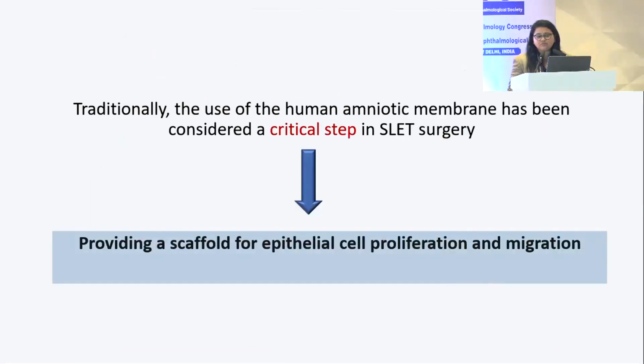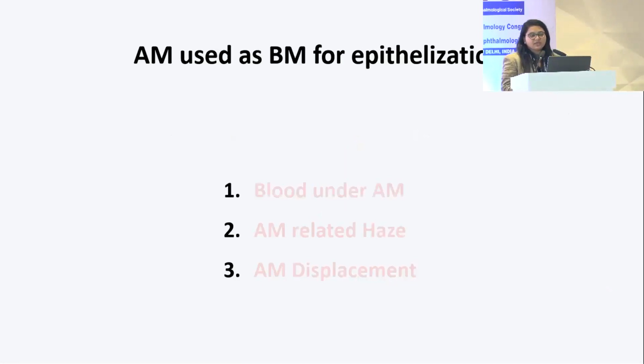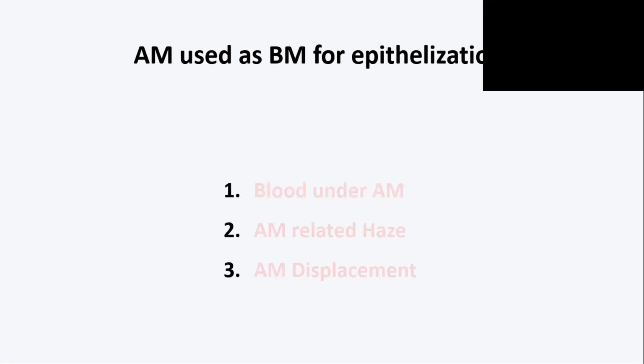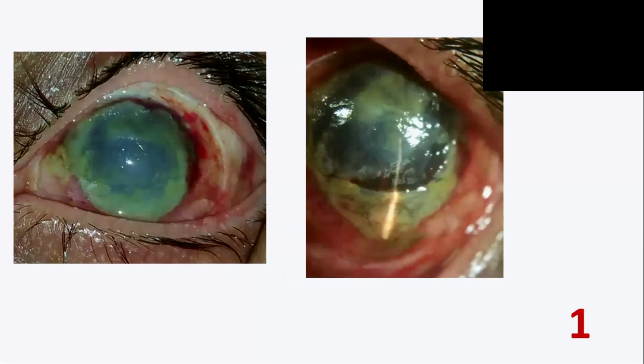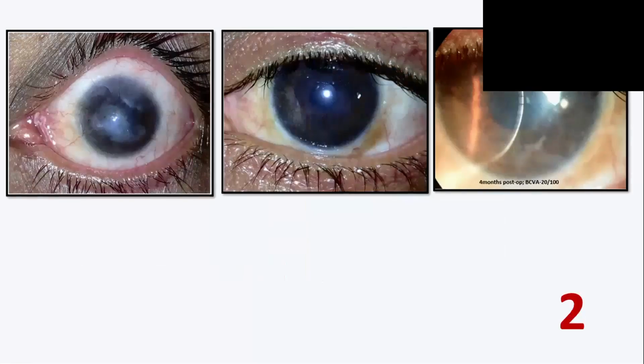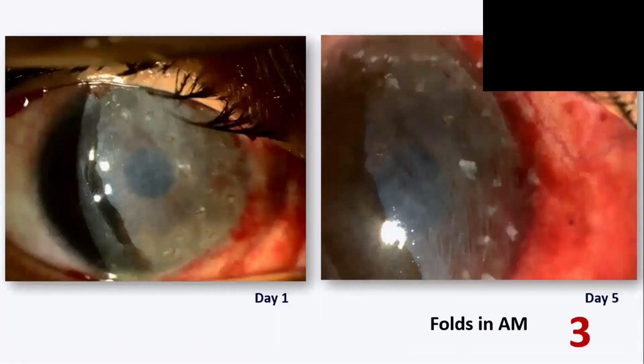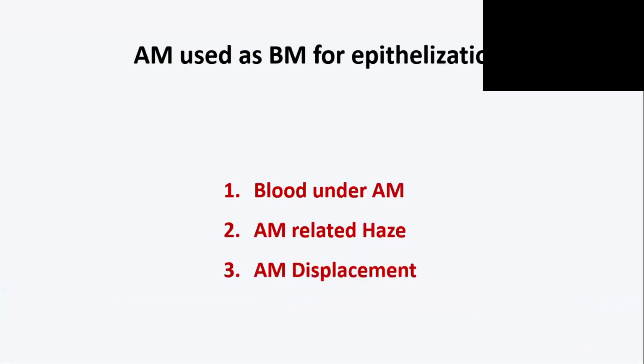Traditionally, the use of human amniotic membrane is considered a critical step in SLET surgery because it provides a scaffold for epithelial cell proliferation and migration. Amniotic membrane is used as a basement membrane for epithelialization. Complications of using amniotic membrane are very rare, though we can see blood under the amniotic membrane, haze with the amniotic membrane, and folds in the amniotic membrane.